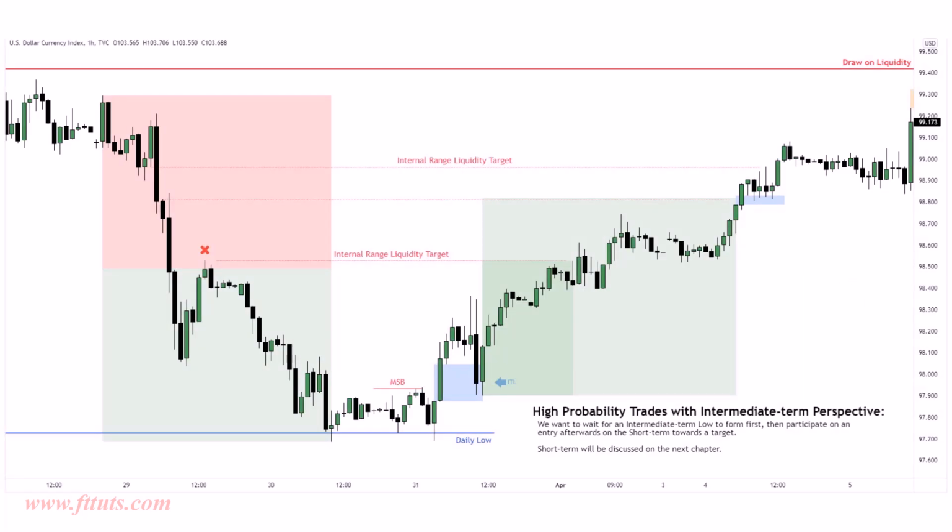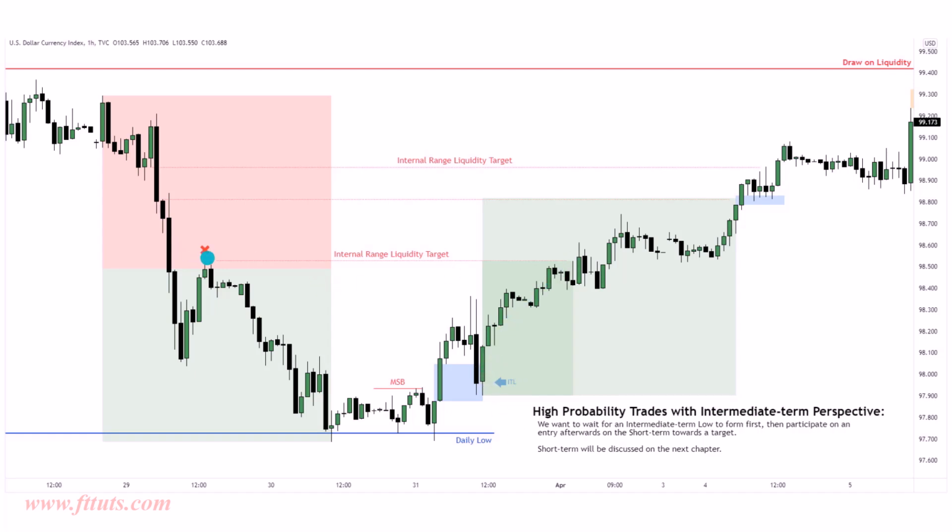High probability trades with an intermediate term perspective. We want to wait for an intermediate term low to form, then participate on an entry afterwards on a short term towards a target. Short term will be discussed in the next chapter. But here, we want to wait for an intermediate term low to be formed, which will be discussed in episode 12. Intermediate term low forms, and then we want to participate on a short term towards a target.